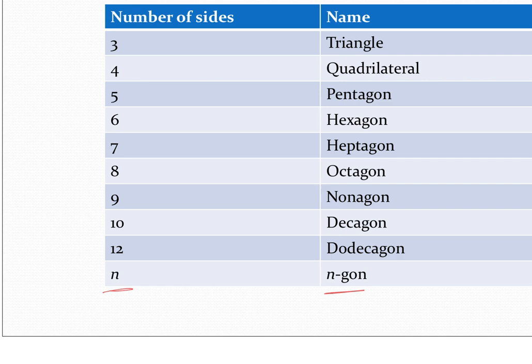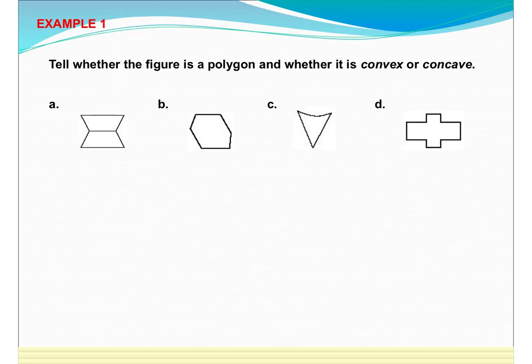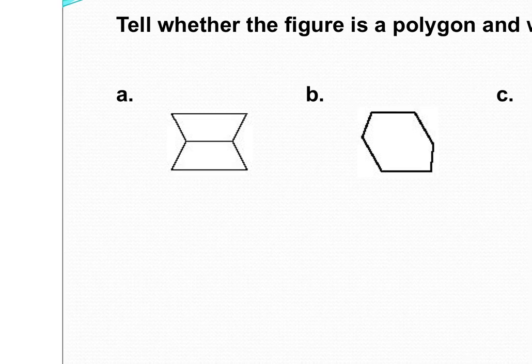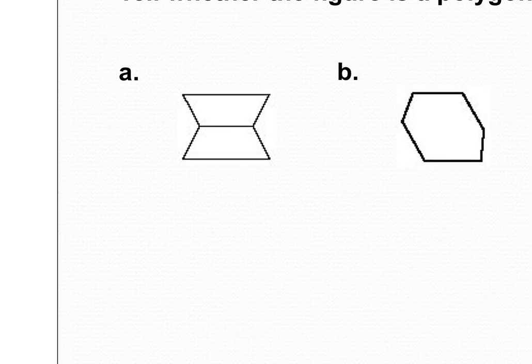Do you need to have these memorized for the chapter 1 test? No. Well, you have to have them memorized by chapter 3? Yes, okay? But jump to the one where it says A, B, C, and D. Do you guys see that slide? Tell whether the figure is a polygon and whether it's convex or concave. Take a look at A. Is this a polygon? No. It is not. Does anyone know why, though?